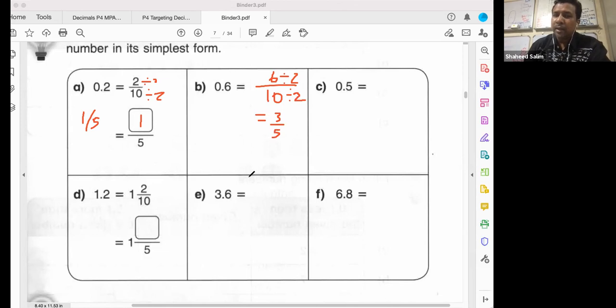Okay? The next one, 3.6, is almost the same. You must have 3 wholes, put 6 over 10. You do the division the same thing lah. Divide by 2. Divide by 2. You will also get 3 over 5 down here. But don't forget the big 3. What big 3? 3.